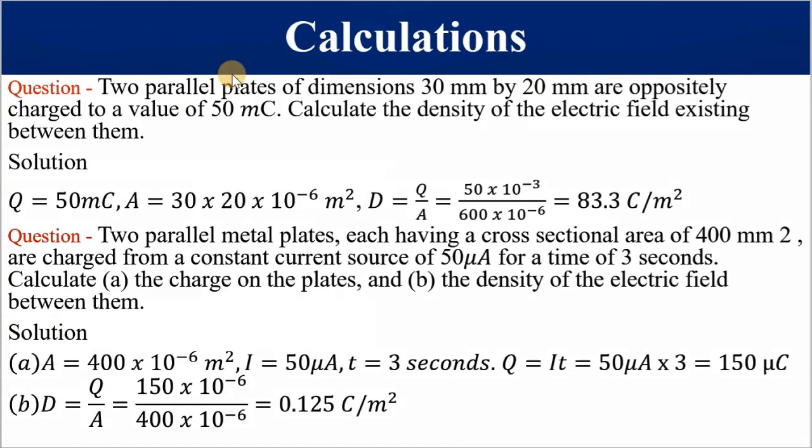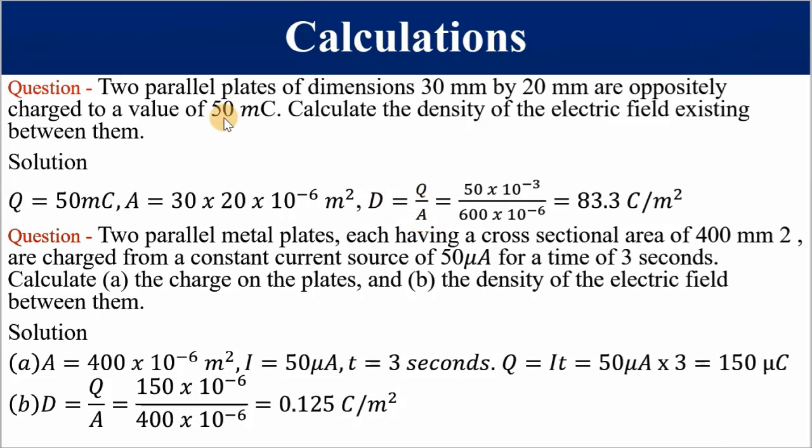You will understand capacitors when we do some calculations, and we've got two worked problems in that slide. The first one goes: two parallel plates of dimensions 30 millimeters by 20 millimeters are oppositely charged to a value of 50 millicoulomb. Calculate the density of the electric field existing between the plates. This electric density is what we call electric flux density, and it is equal to psi divided by cross-sectional area A. We say psi is proportional to charge. Hence, we are simply saying the flux density D is equal to Q over A.